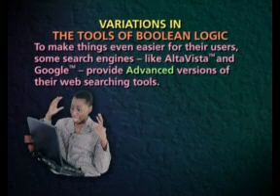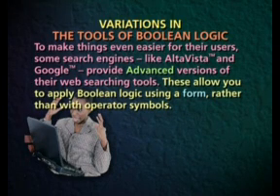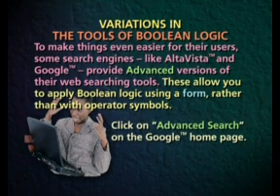In addition, to make things even easier for their users, some search engines like AltaVista and Google, for example, provide what they call advanced versions of their web searching tools. These allow you to apply Boolean logic using a form rather than with operator symbols. You can get to Google Advanced just by clicking on the words Advanced Search where they appear on the Google homepage.